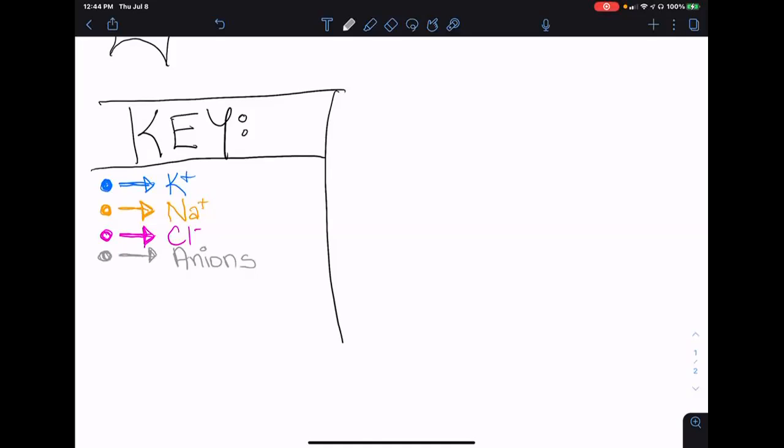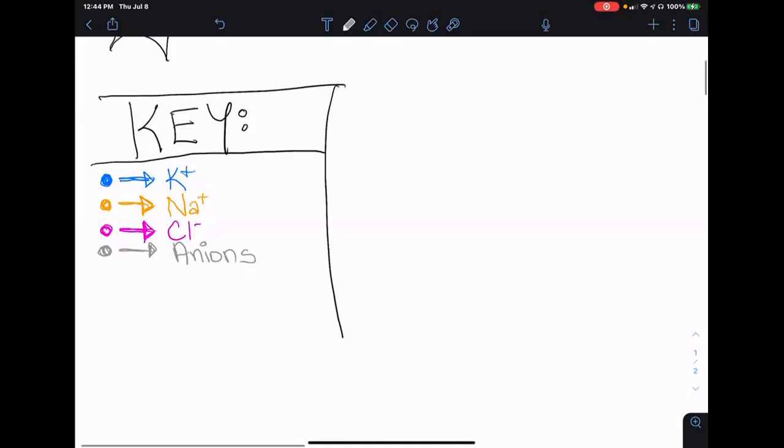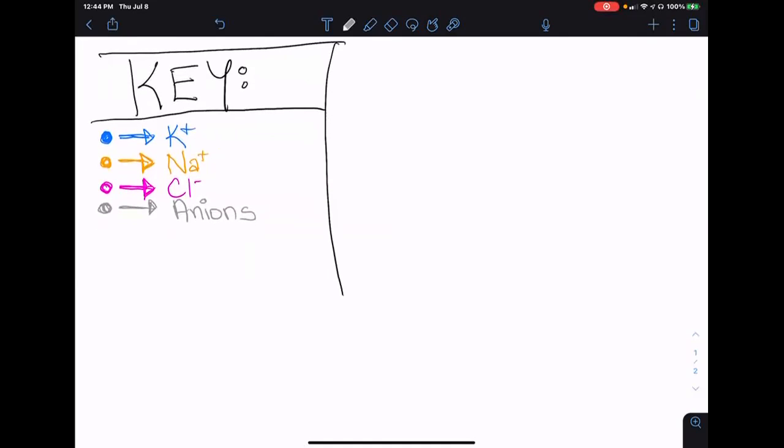But these large, negatively charged proteins, we're just going to call them anions here. So those are the ions we're going to be working with. Now let's add in our channels. We've got about 6. We'll add 5 channels for right now. No, we'll make it 6. We'll add all of them in here.